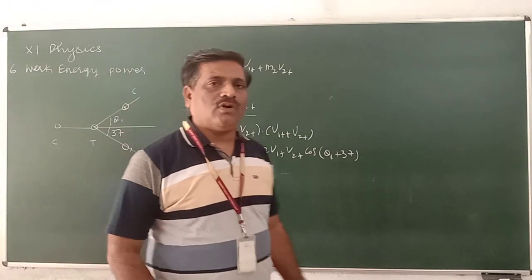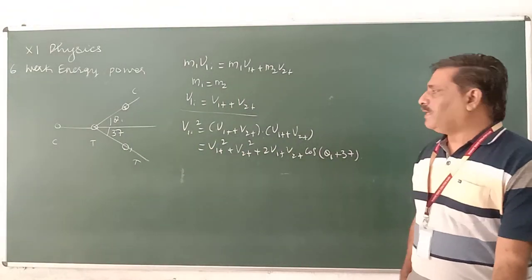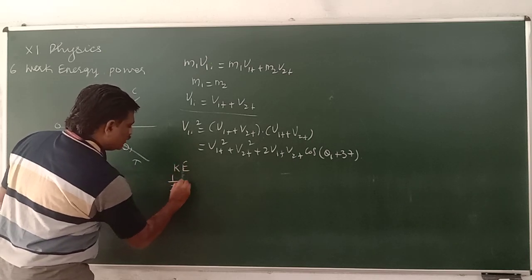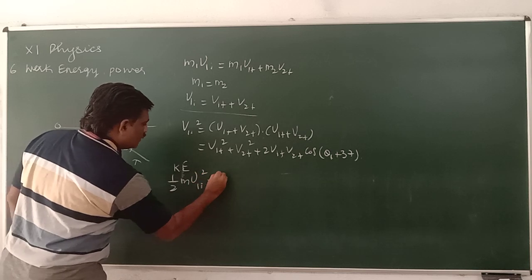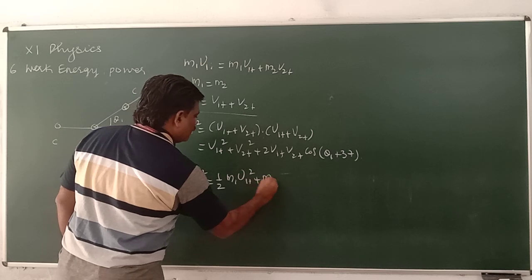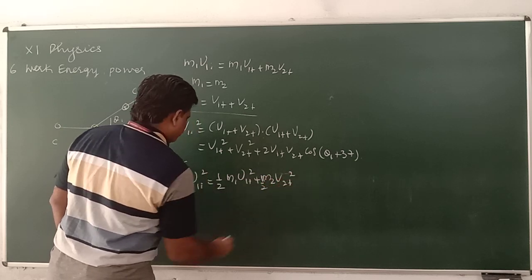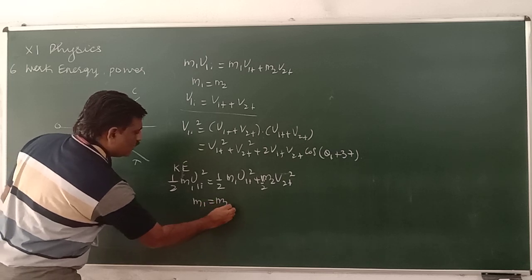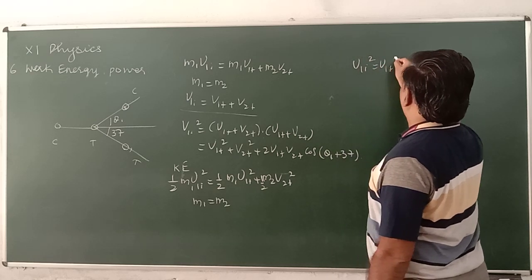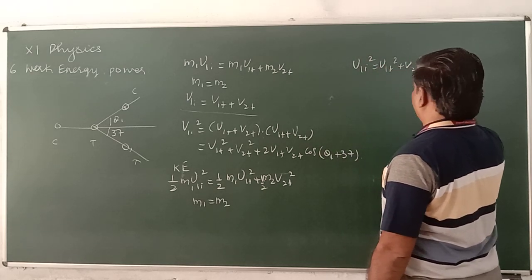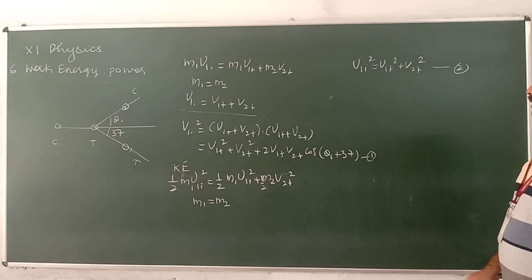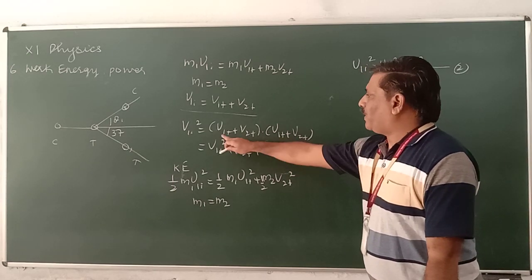Apply the law of conservation of kinetic energy. Kinetic energy remains the same before and after the collision. This is kinetic energy conservation. Half m v1i squared is equal to half m1 v1f squared plus half m2 v2f squared. m1 is equal to m2. Therefore, we get v1i squared is equal to v1f squared plus v2f squared. This is equation 1, this is equation 2. From these two, you can easily check this one.